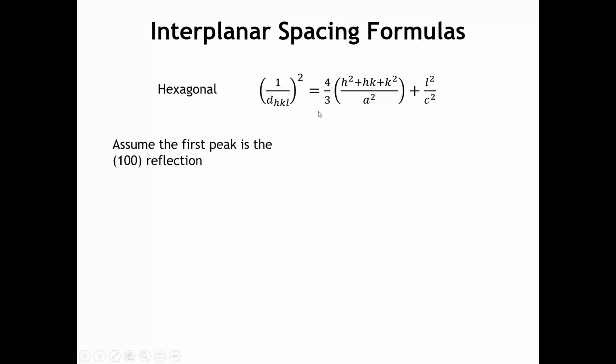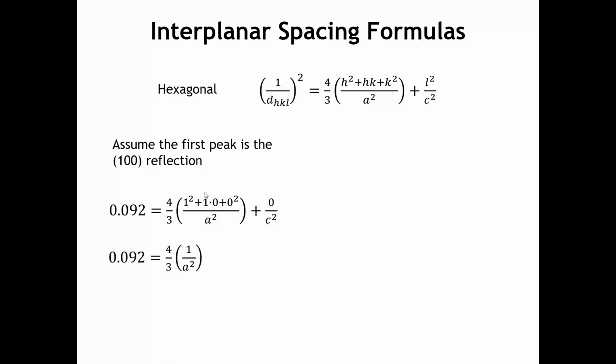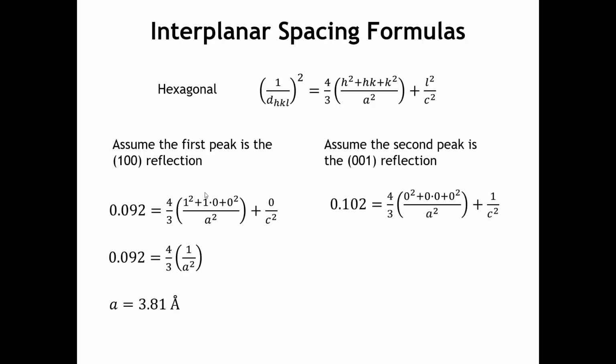So if we were to assume the first peak is the 1, 0, 0 reflection, and 1 over d squared is 0.092, then we plug in 1, 0, 0 for h, k, and l, and then we can solve for a. We would come up with the a lattice parameter is 3.81 angstroms. The c lattice parameter is more straightforward, right?